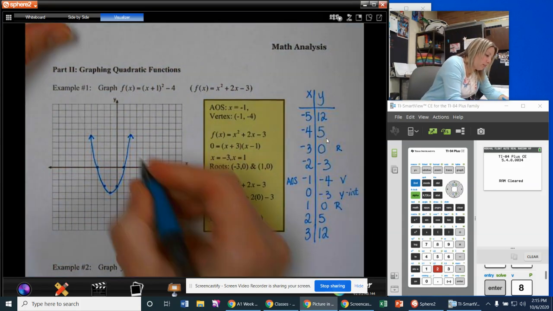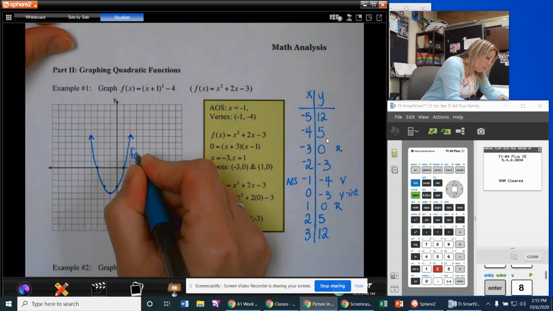All right, label with equation. I don't care which one you use. I'm going to use the first one that I plugged into the graphing calculator.